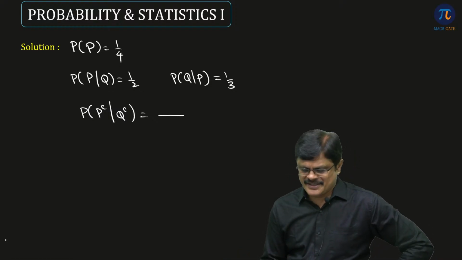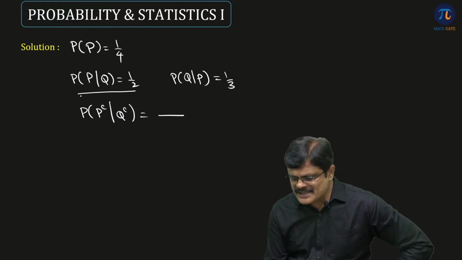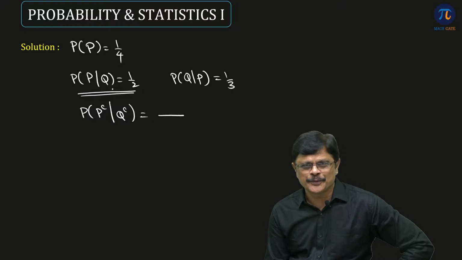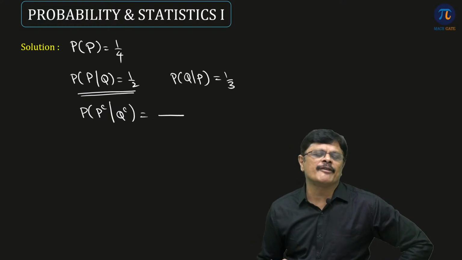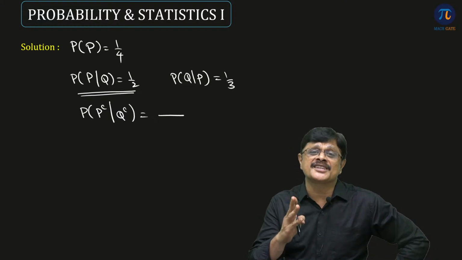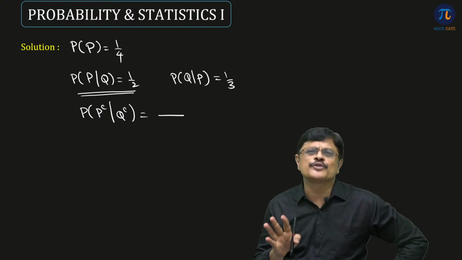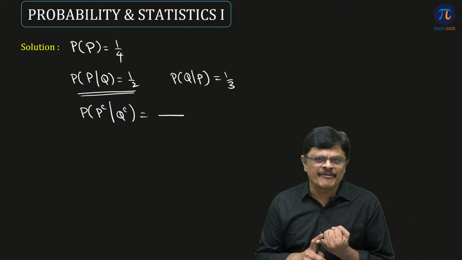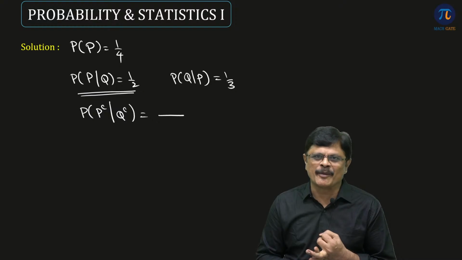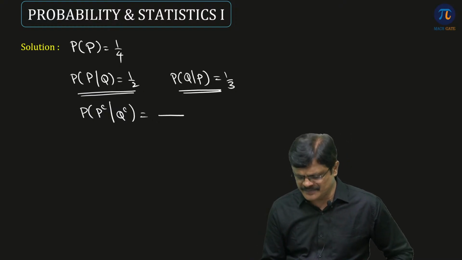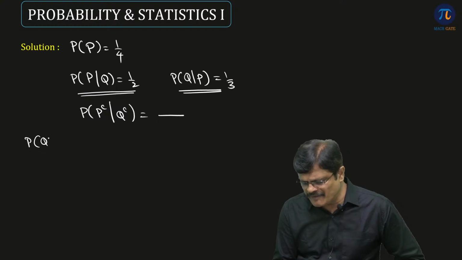Now my dear friends, if you observe these conditional probabilities, what is probability of P given Q? Probability of P intersection Q by probability of Q. But this is useless for now because you don't know what is probability of P intersection Q, and you don't know what is probability of Q. So let us consider this now. What is probability of Q given P? It is given as 1 by 3.